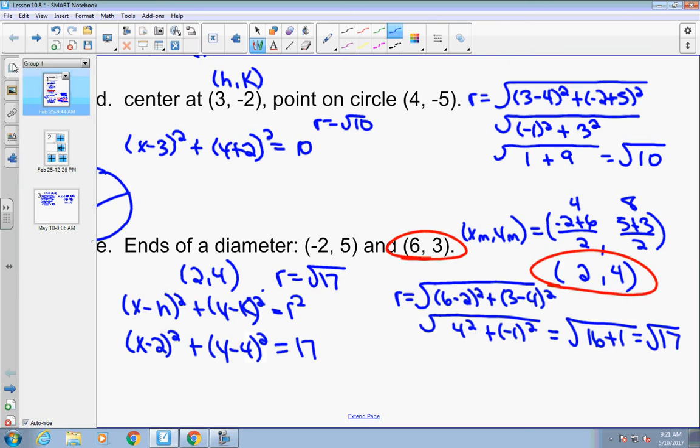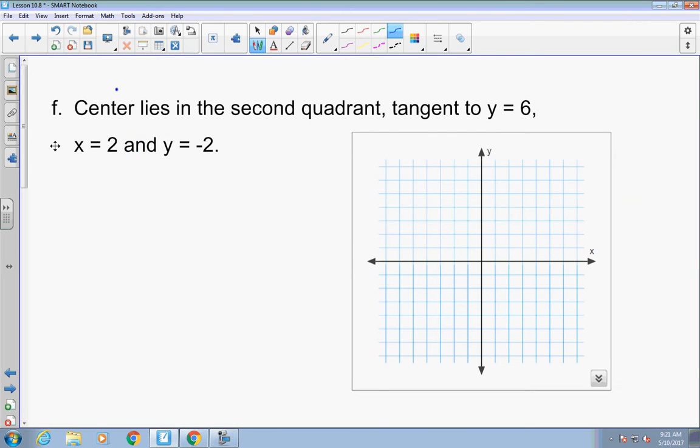Now let's look at it from a little bit different vantage point. We're going to take the picture of it, and we're going to come up with the center and the radius. Now, the center lies in the second quadrant, tangent to y equals 6, x equals 2, and y equals negative 2. First of all, which one's the second quadrant?